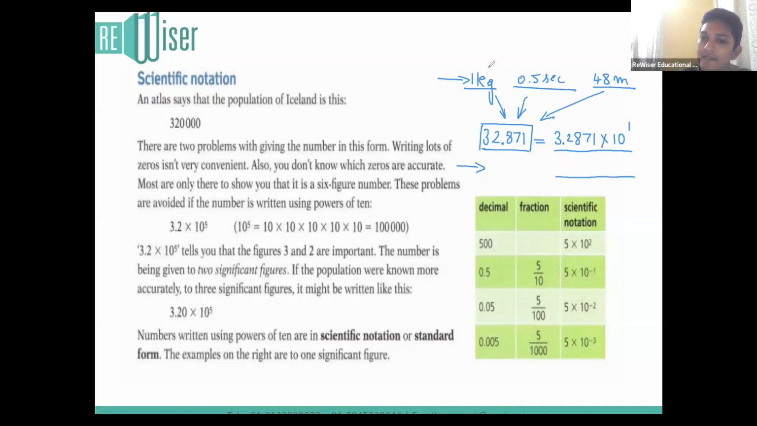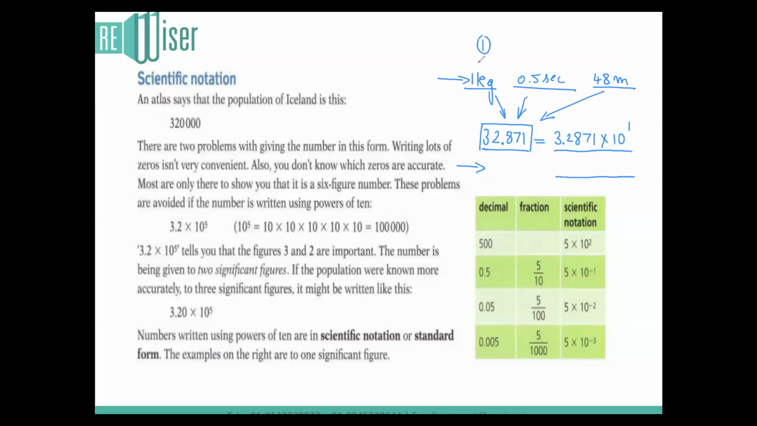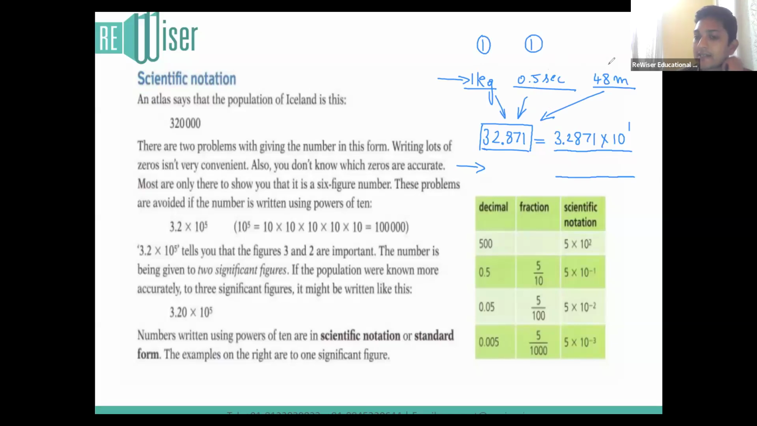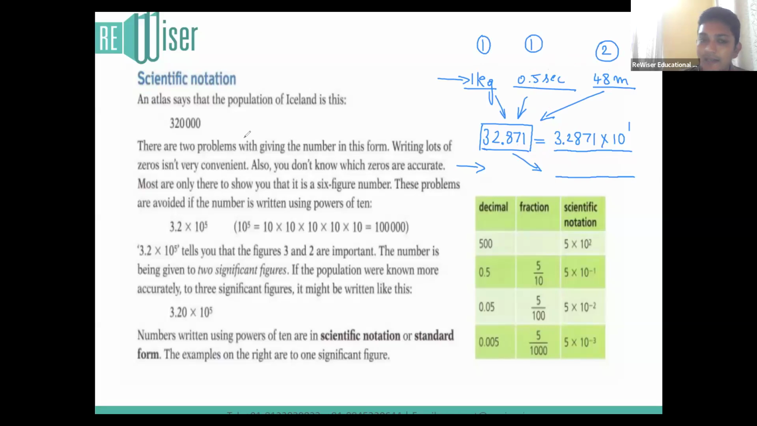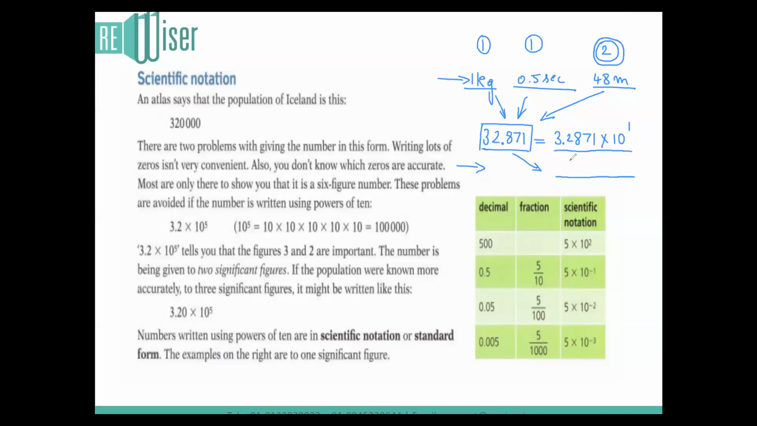So look at the significant figures of the data in the question. The first data is in 1 significant figure. The second, 0.5 seconds, is also 1 significant figure. The data 48 meters is in 2 significant figures. So you reduce your answer to the highest number of significant figures of the data represented. Of these 3 data, the highest is 2, so you reduce your answer to 2 significant figures.